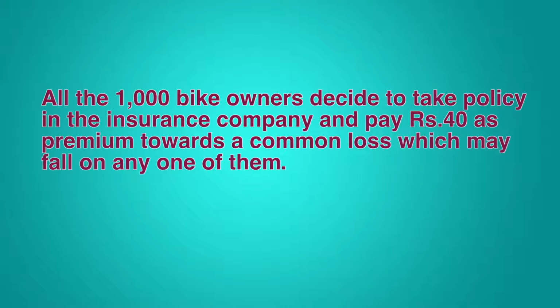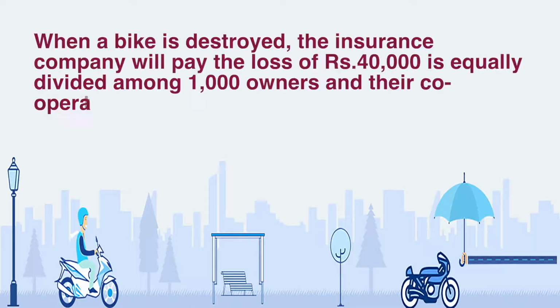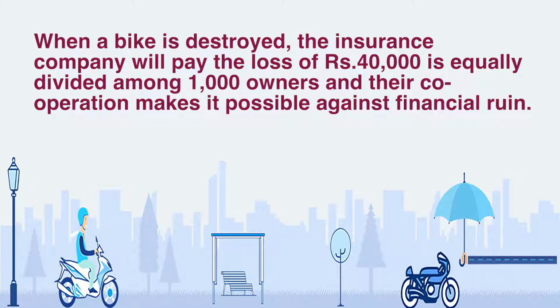To avoid this loss, all the 1000 bike owners decide to take a policy in the insurance company and pay rupees 40 as premium towards a common loss which may fall on any one of them. When a bike is destroyed, the insurance company will pay, and the loss of rupees 40,000 is equally divided among 1000 owners, and their cooperation makes it possible to guard against financial ruin.